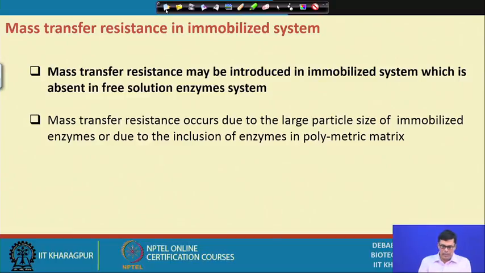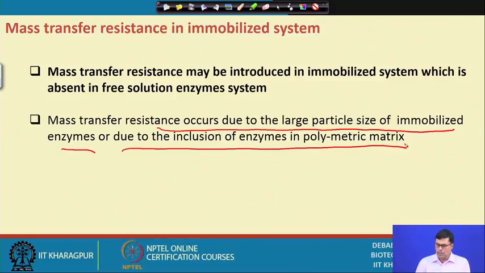Okay. The mass transfer resistance occurs due to the large particle size of the immobilized enzyme and due to inclusion of the enzymes in the polymeric matrix. So, I can explain that mass transfer limitation a little bit in detail. Suppose this is the pore of the solid matrix, and inside the enzymes are there. Naturally, when the substrate is there, the substrate has to diffuse inside, and then and only then it can interact with the enzyme, and when the product forms, the product has to diffuse out from the surface of the solid matrix to the bulk.